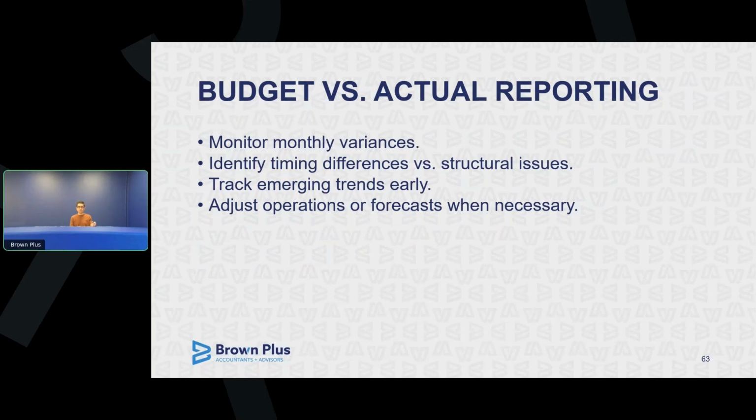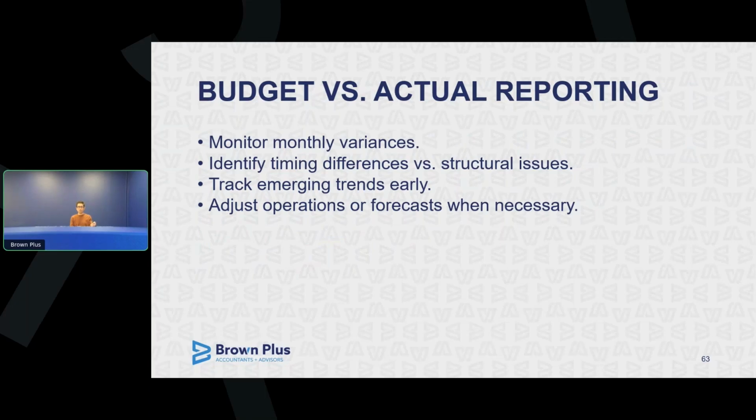So when we're looking at our BVA, these are the big questions we want to ask. First, where are the variances? If revenue is higher than expected, great, but why? Did something change? Did we forget something? Or did something important just cost more?